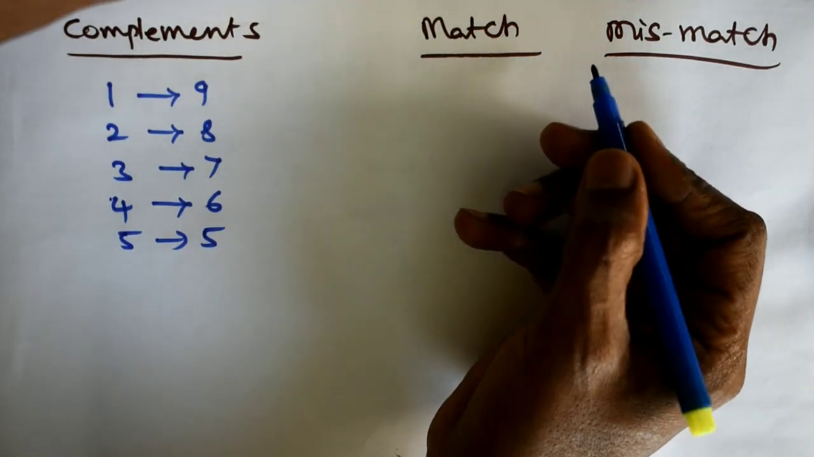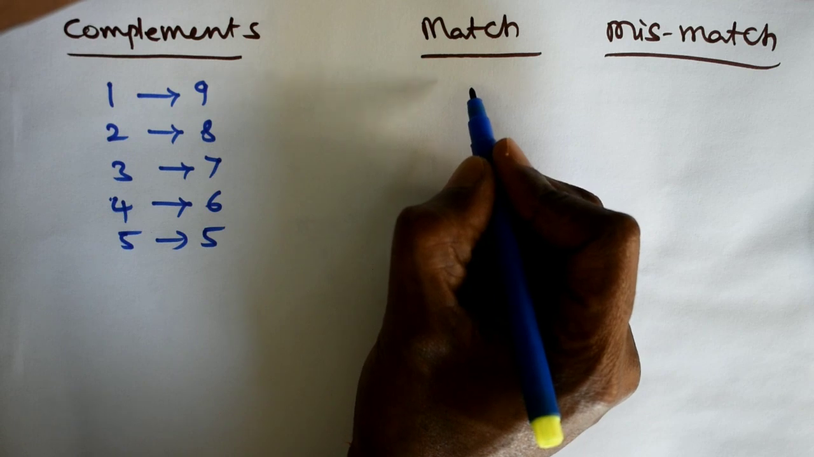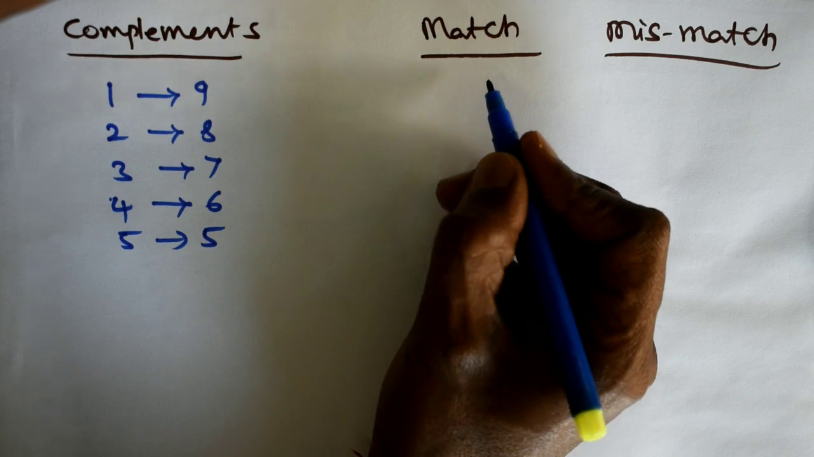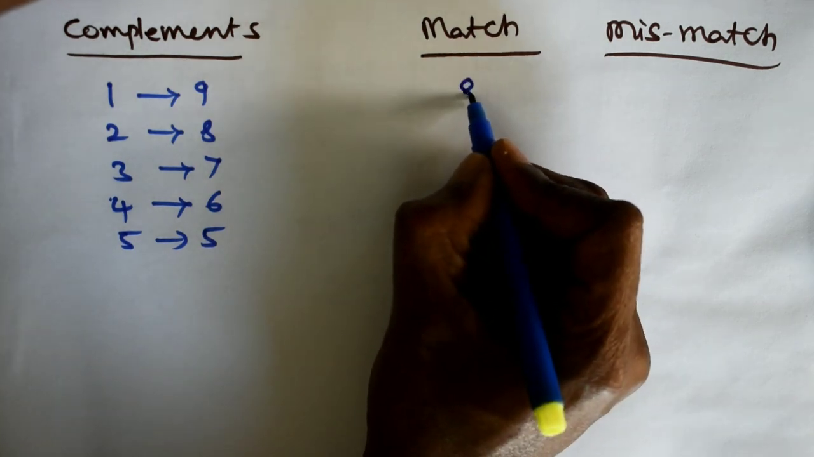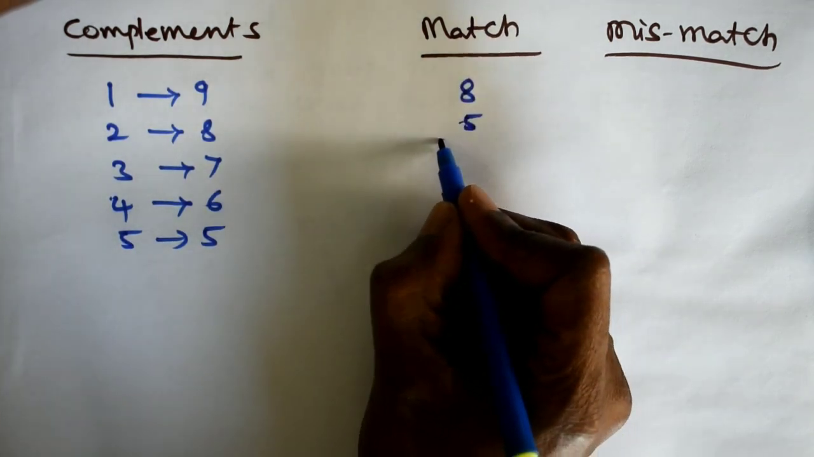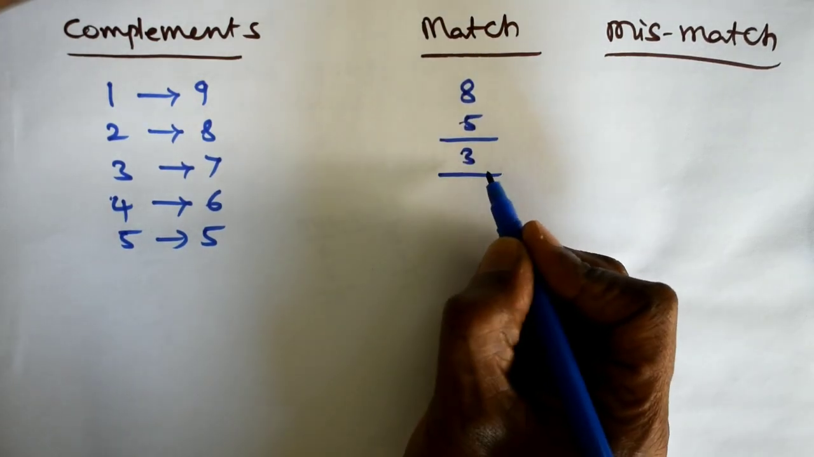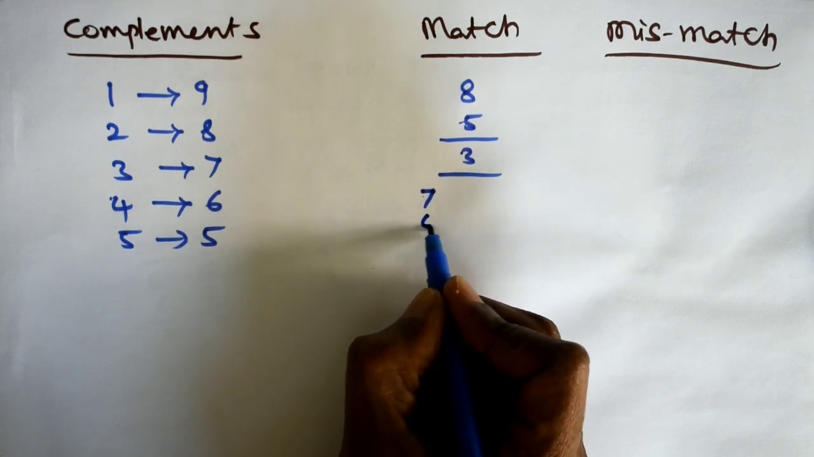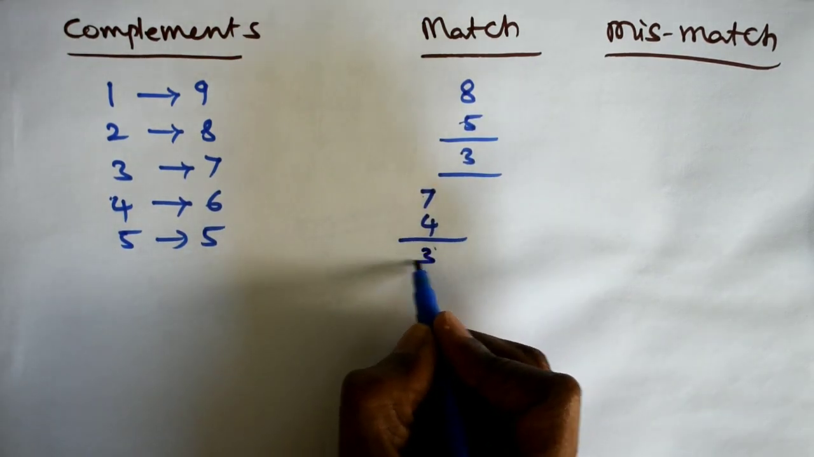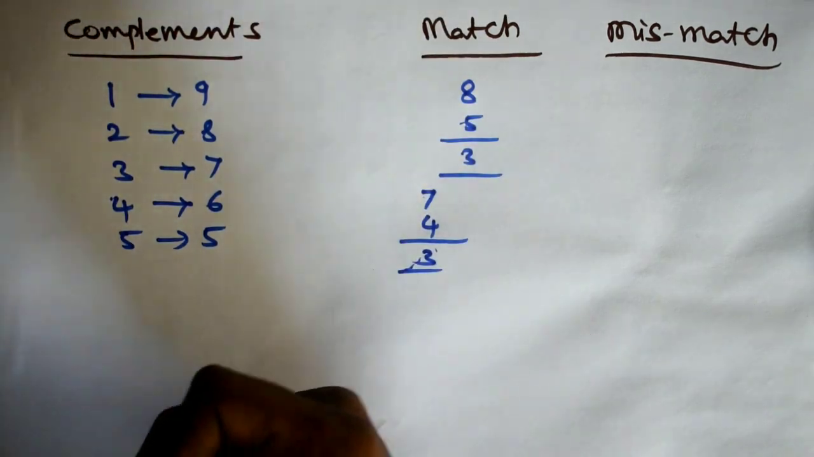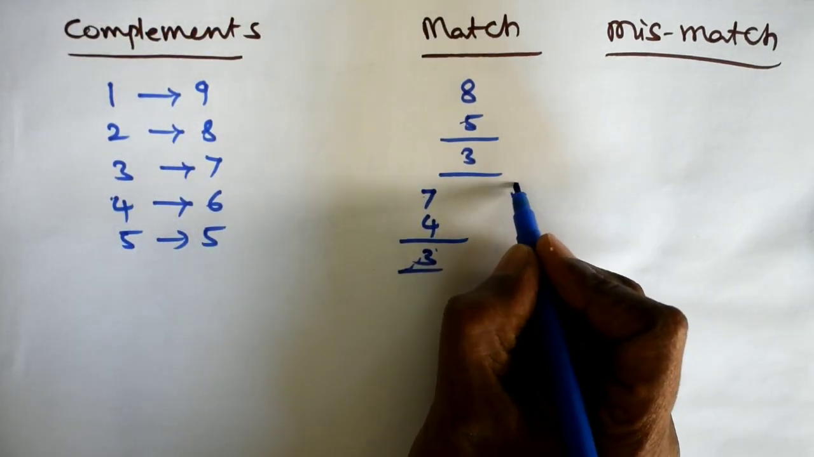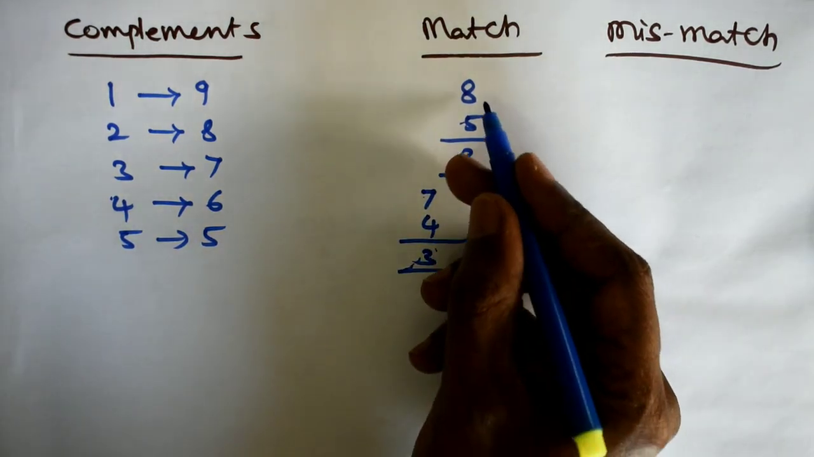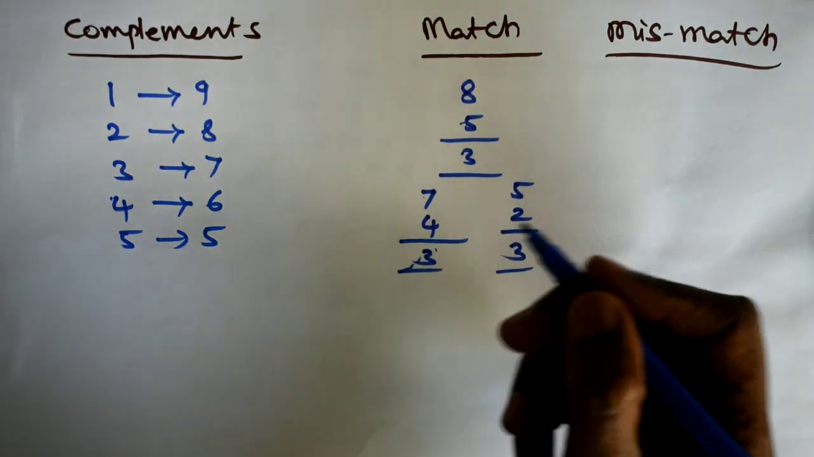And when it comes to match and mismatch, if subtraction is possible for two digits or two numbers, then it is considered a match. Like if we take 8 minus 5, then it is possible, so we will get 3. Another example, if we take 7 minus 4, the answer will be 3, so the subtraction is possible. Or if we take 5 minus 2, it again comes to 3. Randomly all the numbers have come to 3, it is not intentional.